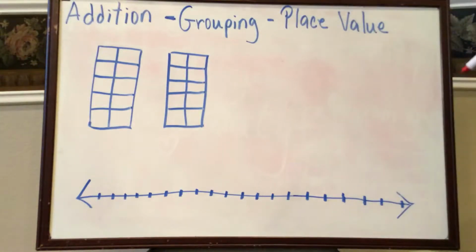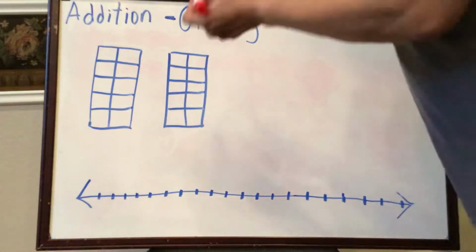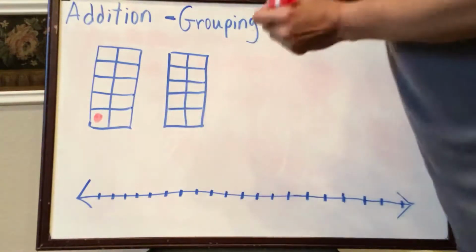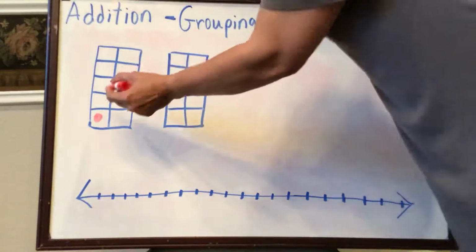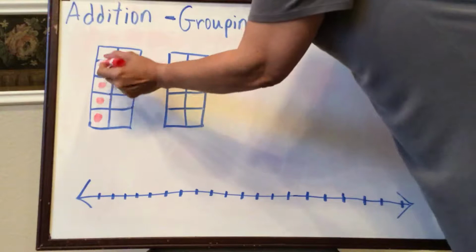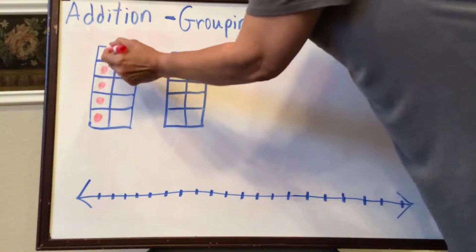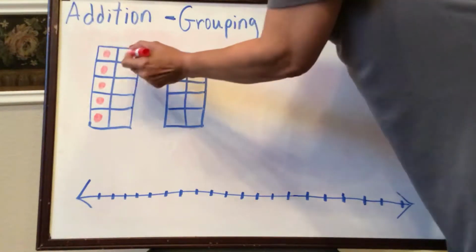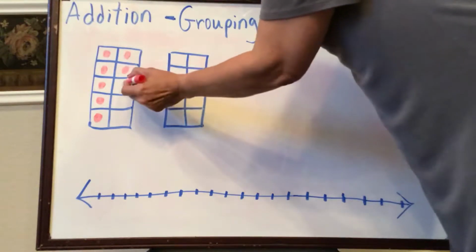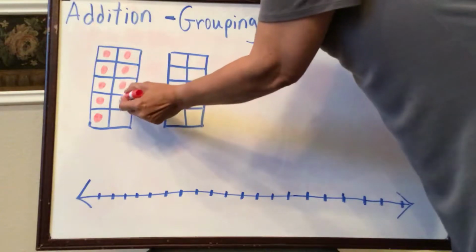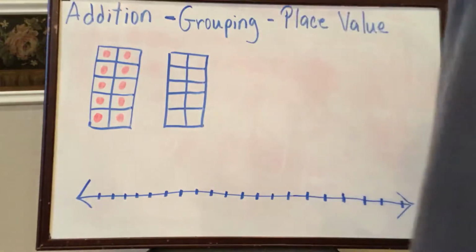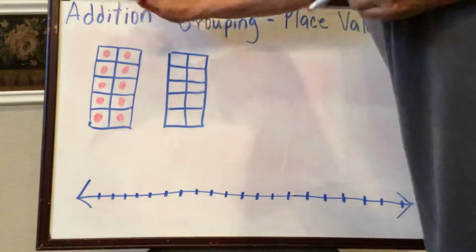So I'm gonna draw one unit. And this is my one unit. So I have 1, 2, 3, 4, 5, 6, 7, 8, 9, 10. So I have here on my double 10 frame, I have 10 units.